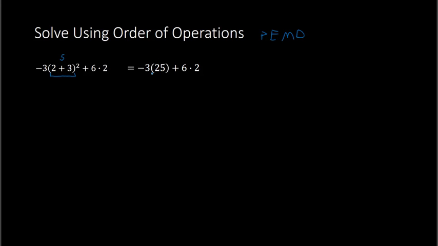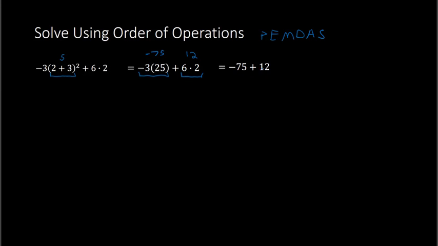So multiplication, we have negative 3 times 25. 3 times 25 is 75. Positive times negative would be a negative. Okay, then multiply here as well. 6 times 2, that gives me 12. So I have negative 75 plus 12, and then we can do that last, the addition and subtraction.